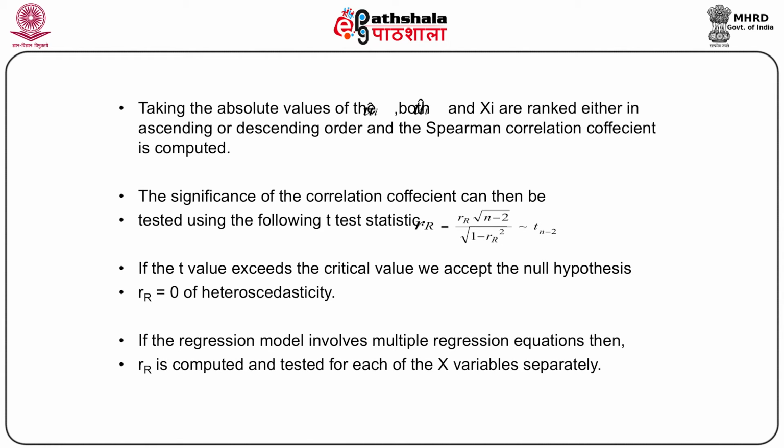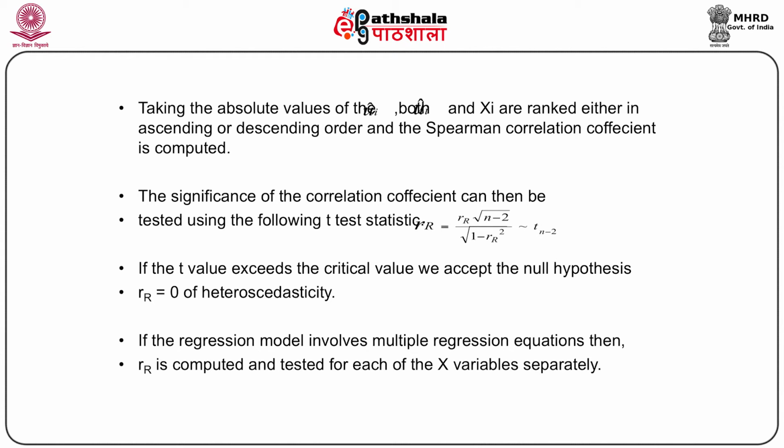We first fit a regression to the data of y on x as yi equals beta naught plus beta 1 xi plus ui, and we obtain the estimates of the residual ui, denoted by ui hat. Taking the absolute values of the ui hats, both ui hat and xi are ranked either in ascending or descending order, and the Spearman correlation coefficient is then computed using the formula on the previous slide.